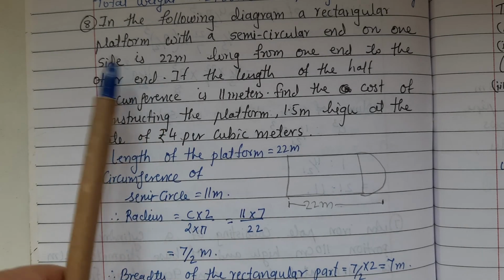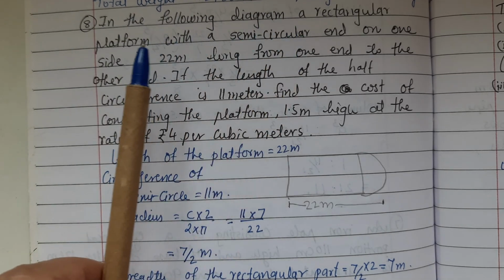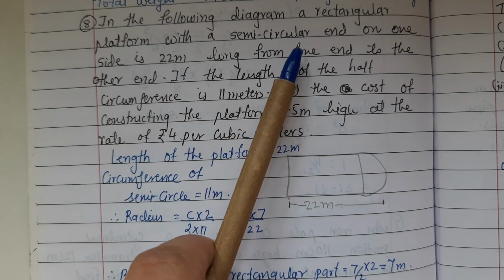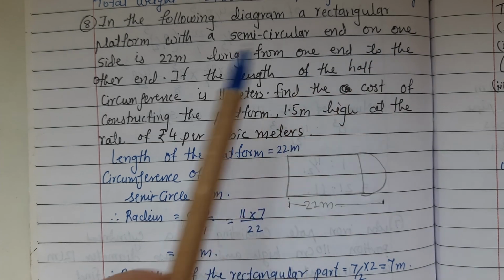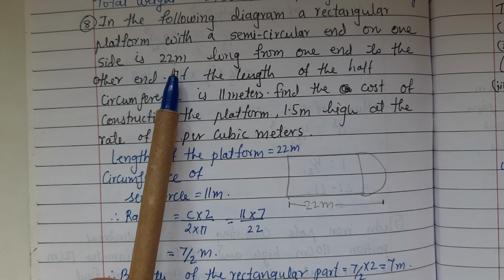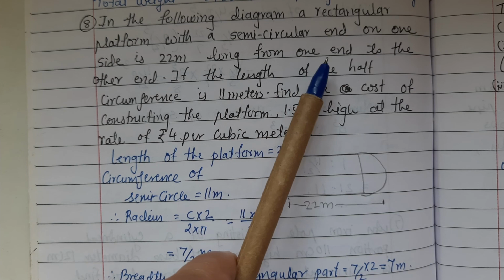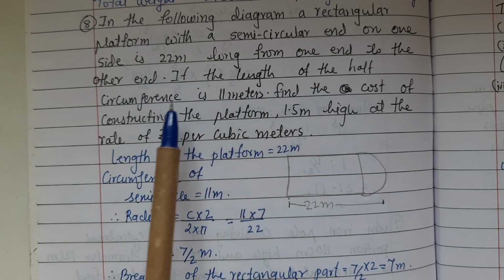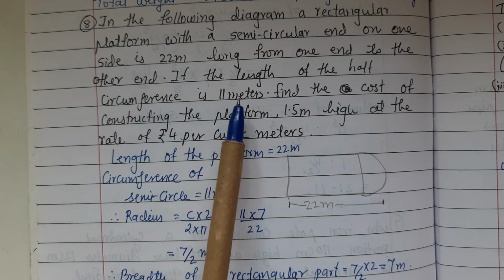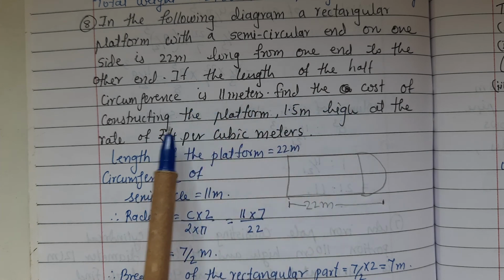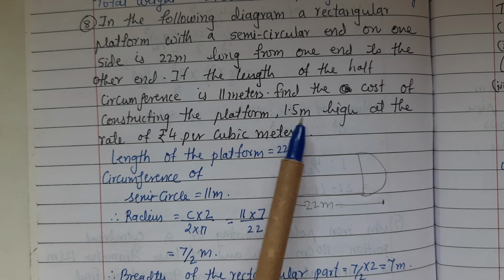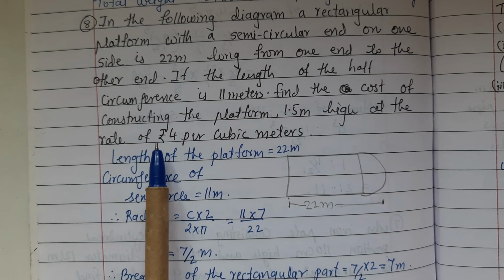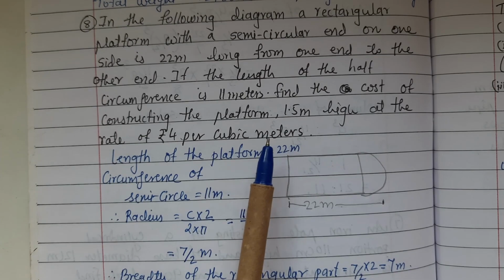Sum number 8. In the following diagram, a rectangular platform with a semicircular one on one side is 22 meter long from one end to the other end. If the length of the half circumference is 11 meters, find the cost of constructing the platform 1.5 meter high at the rate of rupees 4 per cubic meter.